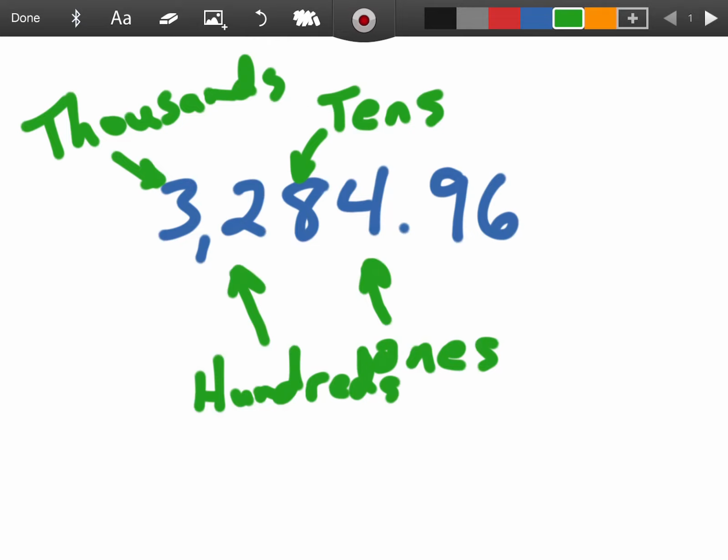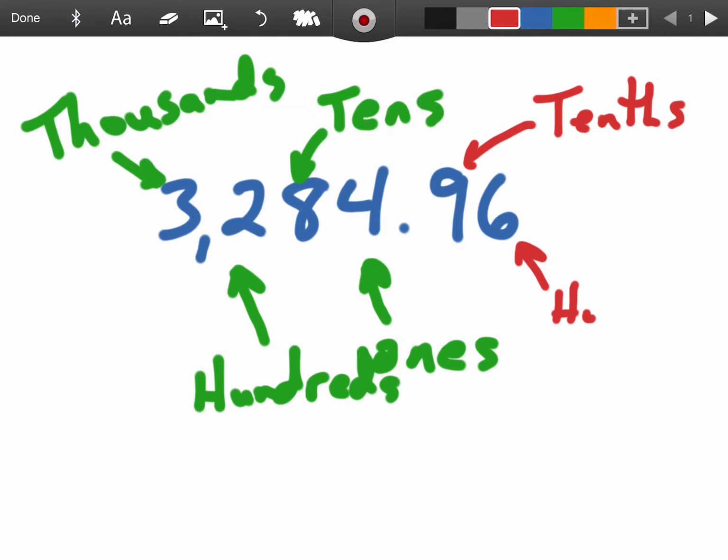So below 1, the 9 here is in the tenths place. So there's a TH there. And the 6 is in the hundredths place with a TH. So when you've got that TH there, again, notice we have the ones right here, starting with the 4, and then it goes up, tens, hundreds, thousands.